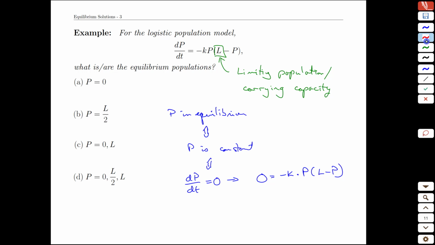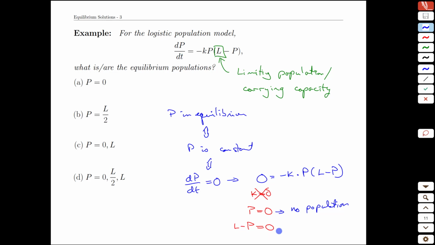This is already factored, and so either k equals 0, well, that's not happening. That's a constant that has to do with our proportional growth rate. If it was 0, this whole equation would go away. The more interesting cases are P equals 0 or L minus P equals 0. And these are completely reasonable values. This represents no population. If we have no population to start with, we expect the population to stay constant at 0 forever. However, the more interesting case is P equals L.